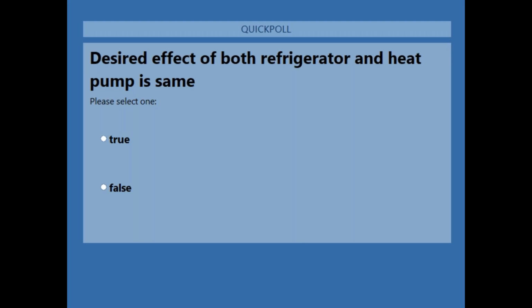The question is pretty straightforward. I'm asking you whether the desired effect for both the refrigerator and heat pump is the same.